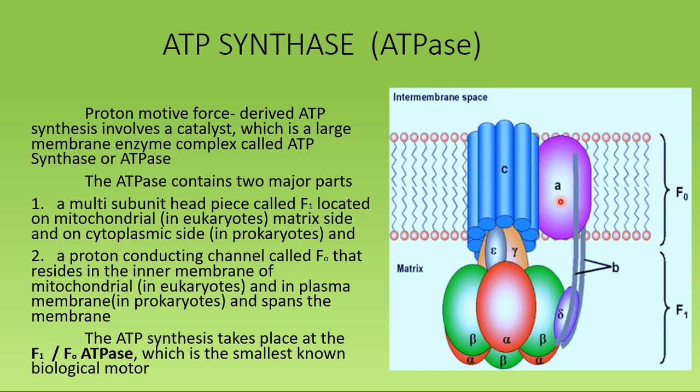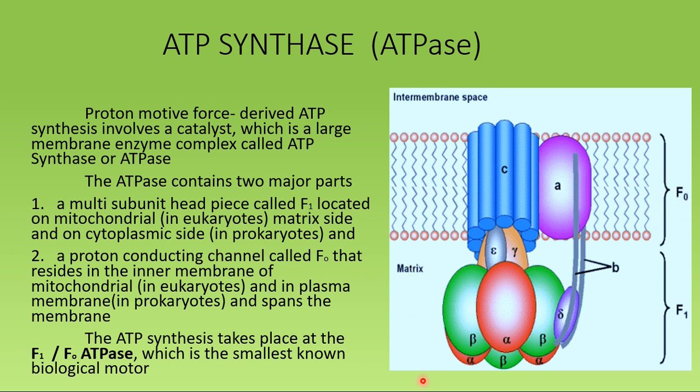A will be 1 in number, B or 2 in number. Coming to the 3, that is C, it is of 12 in number. So that means the C subunits are going to be of 12 in number. So this is all about the structure of ATPase. It consists of 2 parts. One is F1 and another one is the F0.